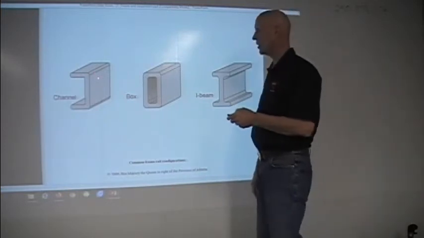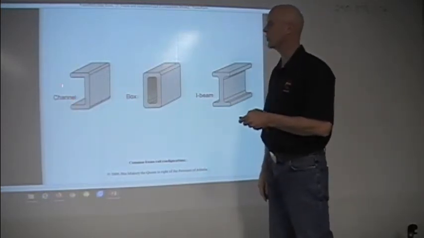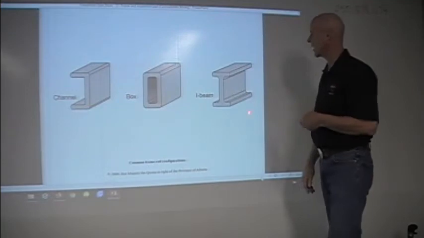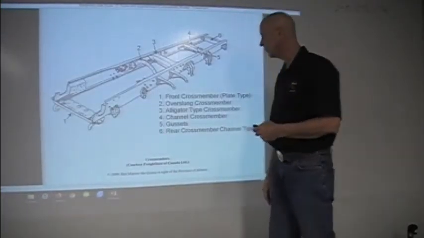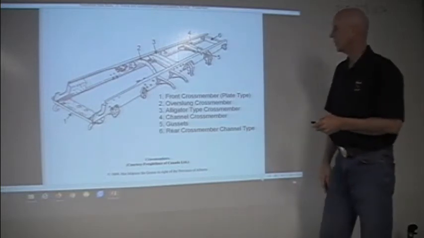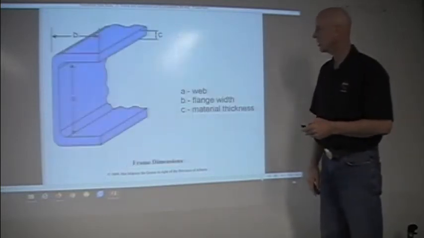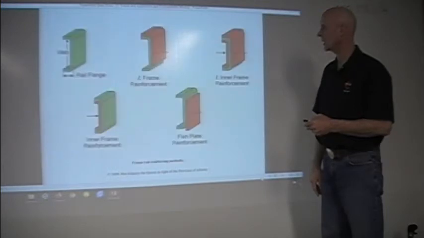Now, common frame rails, again, this is one that we see the most of, is C-channel. We'll see box channel and I-beam depending on the application. We already looked at this picture here, so we've already seen that.